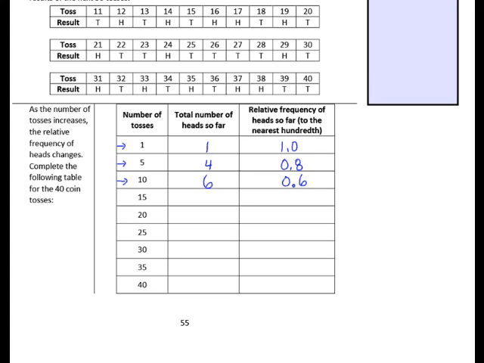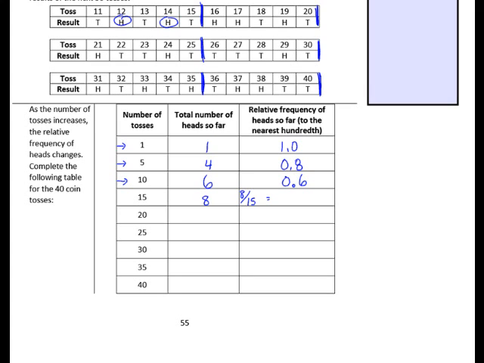We need to count how many more heads there were. Let's divide the data up into sections of 5 tosses because that's how they've done it in the table. So every 5, draw a line. Now we have 6 heads already. So here now we have 7, 8. So after 15 tosses, we have 8 heads. And 8 divided by 15 tosses will give you your relative frequency.